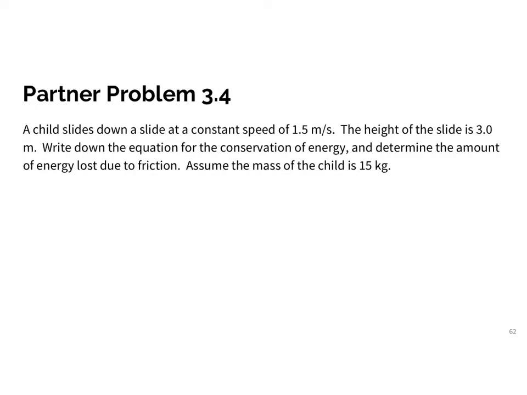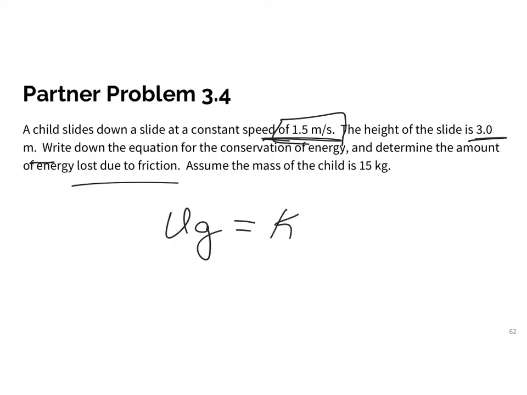Another partner problem we'll solve during class. Now it's going down at a constant speed. The height was 3 meters, and we determine the amount of energy lost due to friction. So we have potential energy, and that energy is becoming, well, it depends on how we look at it. It could be becoming a little bit of kinetic energy and also thermal energy. And depending on how we look at this kinetic energy, we can either say that it was already there, or we could solve for it. That'll change our thermal energy. But again, it's a transformation from potential to thermal and kinetic. And we'll take a look at that tomorrow.